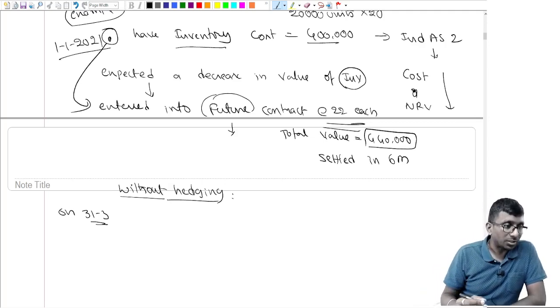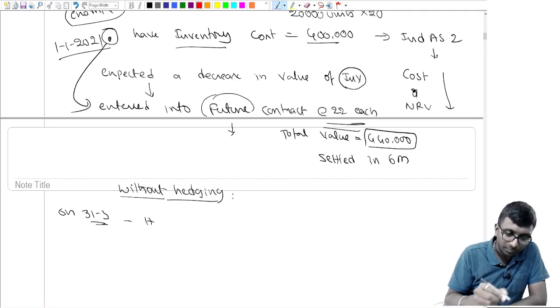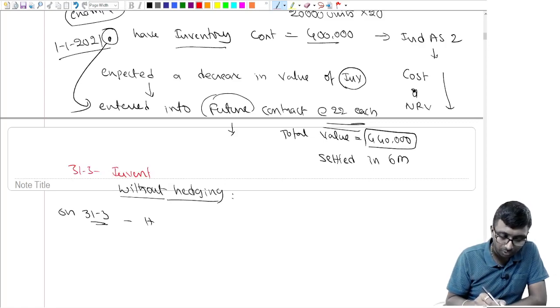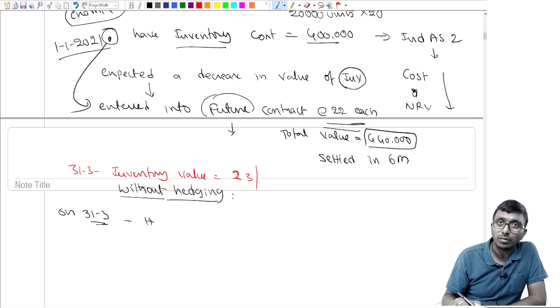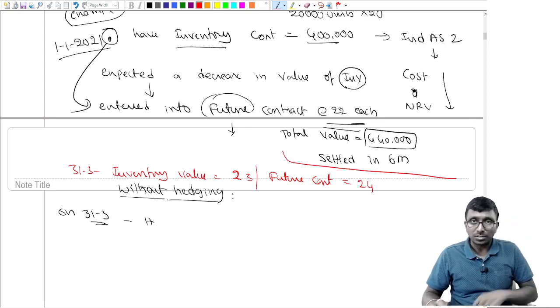So on 31st March, say inventory value is equal to, let me write here, 23. Next, the future contract value, that is the fair value of the future contract on 31st March, is equal to 24. See the situation now.